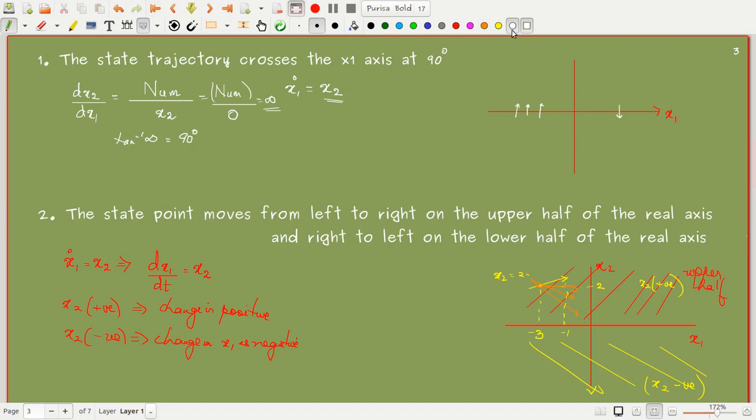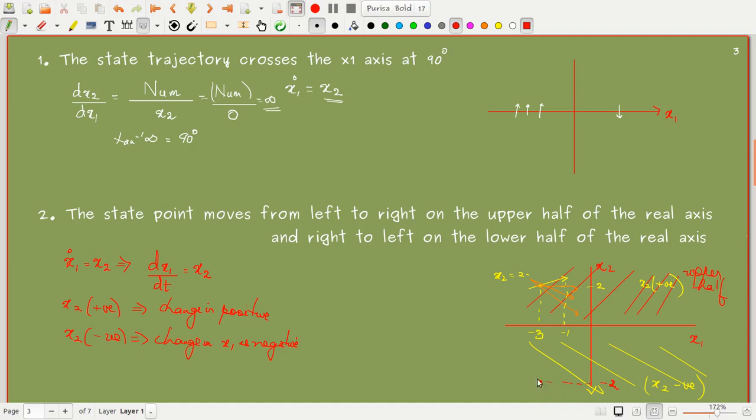Similarly, if I go to the lower part, somewhere here, assume I am at minus 3, then what happens? What is this equation saying? The x2 at this point is negative. Let it be minus 2 at this point. So what is it saying? That means dx1 by dt at this point is minus 2. That means x1 has to decrease.